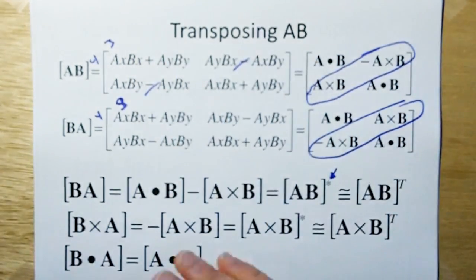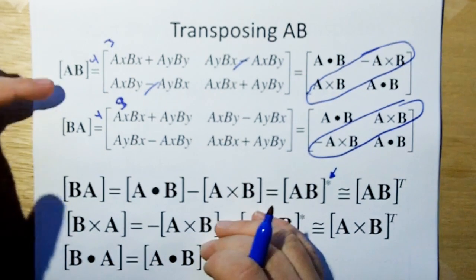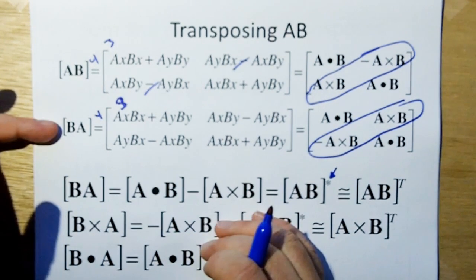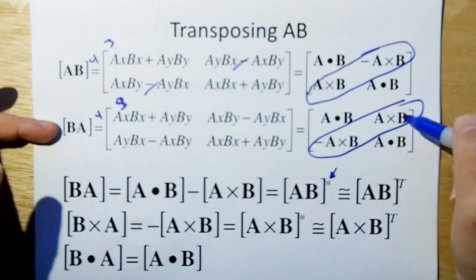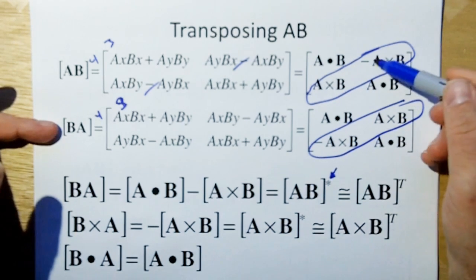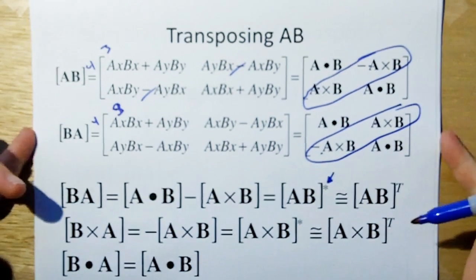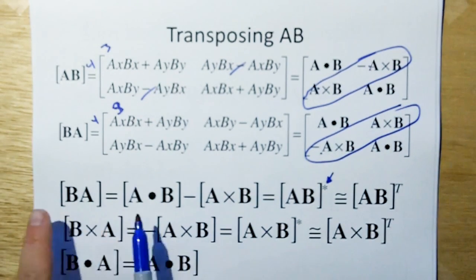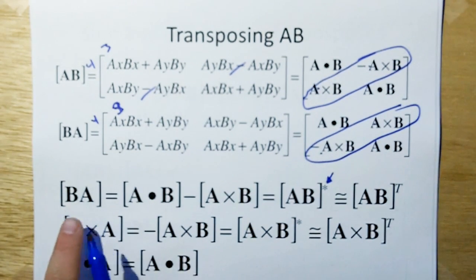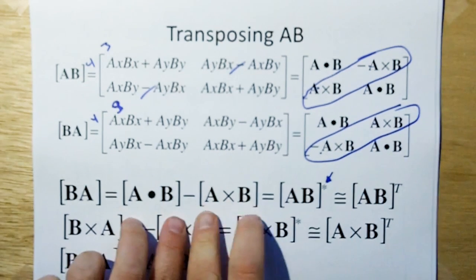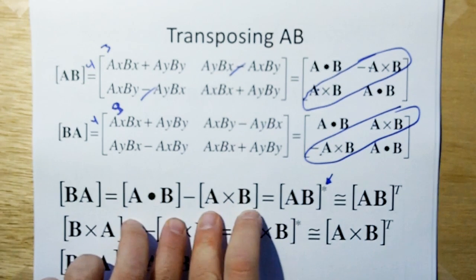So when we transpose the vectors, all it's going to do is negate the cross products. You can see here that this one's negative, this one's positive, this one's negative. And so we can use this identity here where if we transpose BA, it's the same components as AB except that the cross product is negated.